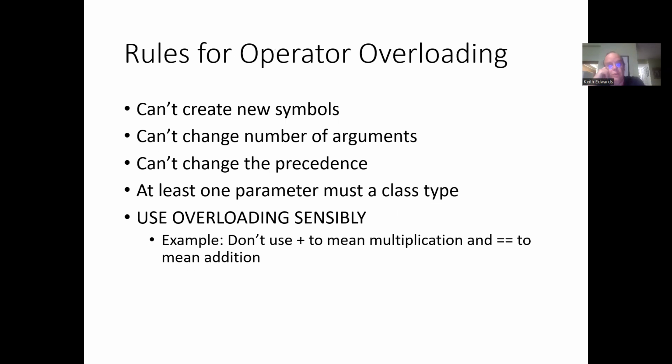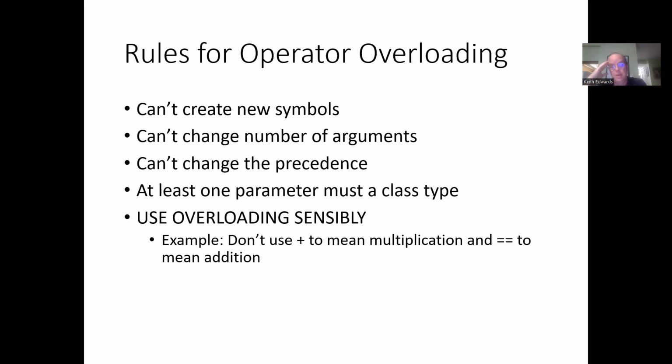So some rules for operator overloading: we can't create new symbols. You can't define what an ampersand means, or some other character on your keyboard that doesn't have a meaning semantically within C++. We can't change the number of arguments, so equal can't look at 3 different things at once. We also can't change the precedence, so we can't make addition a higher order of precedence than multiplication. At least one parameter needs to be a class type, and we need to use it sensibly. Don't use plus to mean multiplication and equal to mean addition.